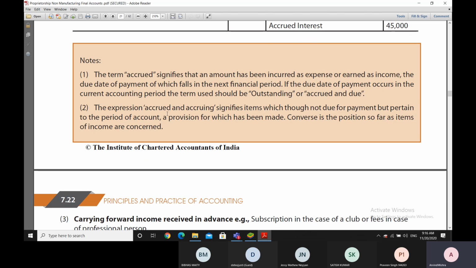So when we say accrued and accruing, it signifies those items which, though they are not due for payment, pertain to the period of the account, a provision of which has been made. If we make a provision, that means that it is already reflected in the profit and loss account.